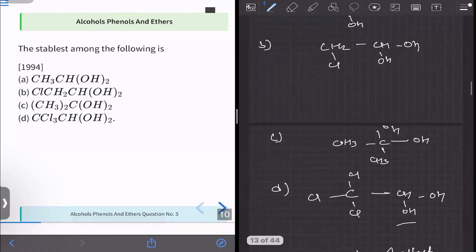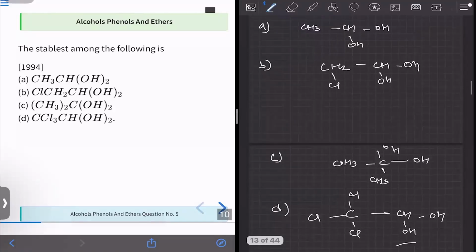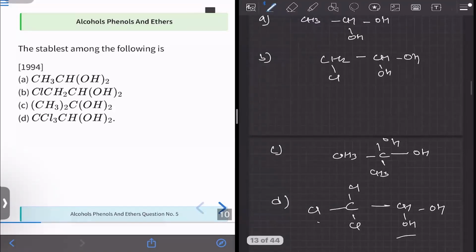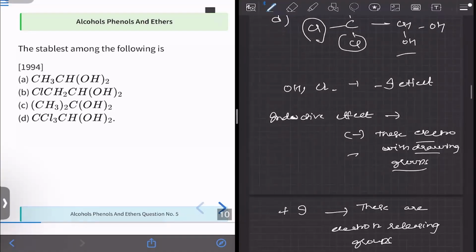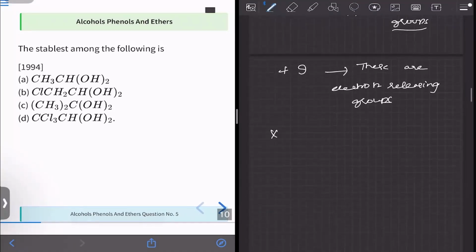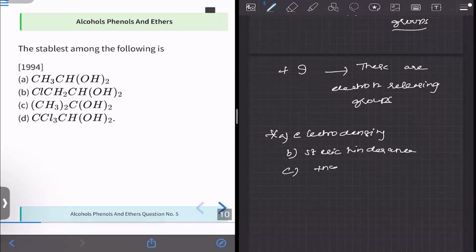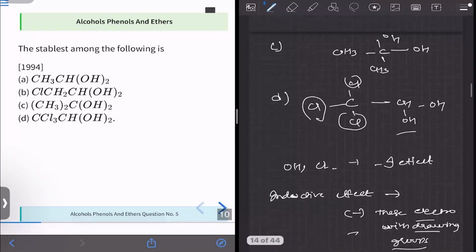And let's see Cl. In this case, option D has 3 Cl and option B has 1 Cl. How is the stability of the atom measured? Stability is measured by electron density and steric hindrance and the presence of electron withdrawing groups.